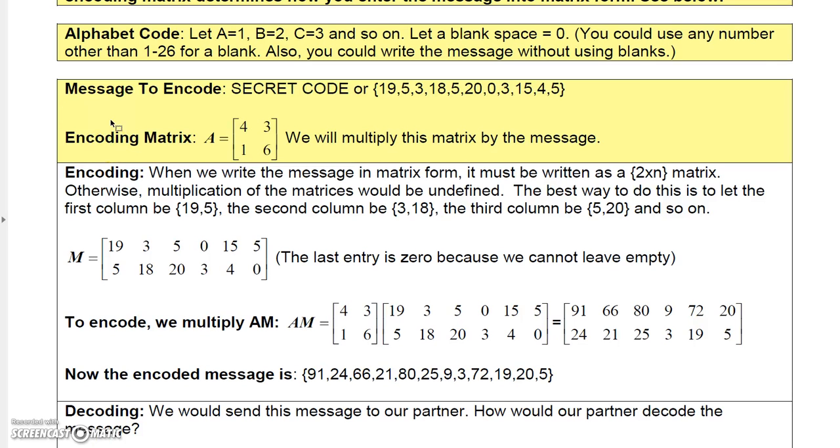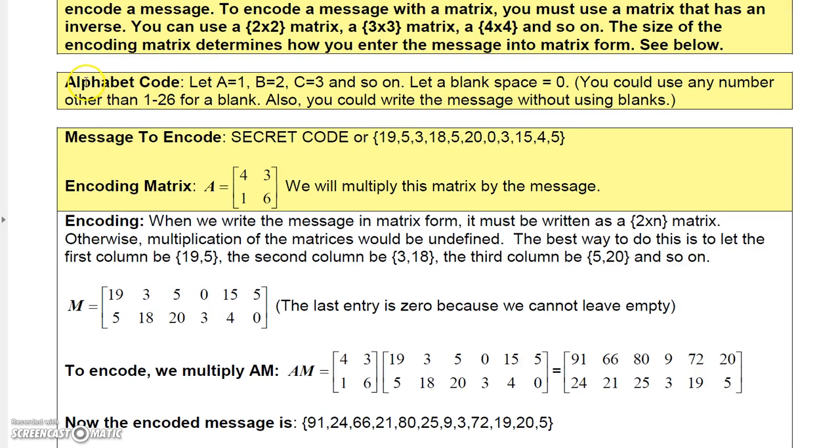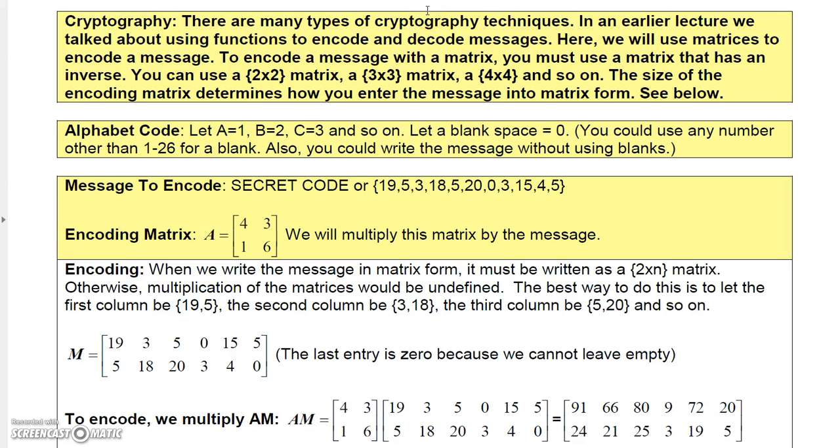One thing you can do with matrices is encode and decode messages. This is called cryptography. If you had a company that was sending emails, or if you wanted to make sure credit card numbers were secure, or if you were a military service and you didn't want people to get your information, you would have to use some sort of cryptography to secure your communications.